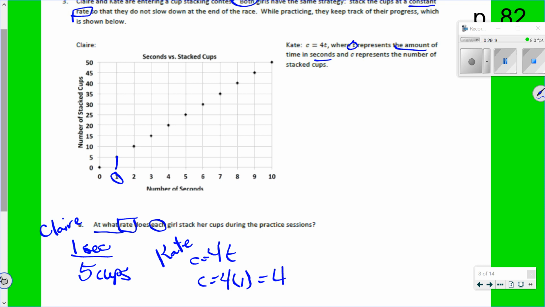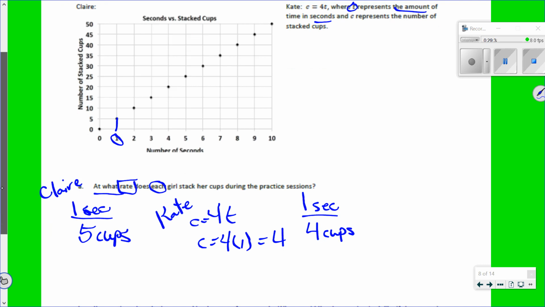It's 4. So she does, in 1 second, she gets 4 cups. So, who's faster? Claire, because in the same time of 1 second, Claire stacks 5 cups, Kate only does 4 cups.